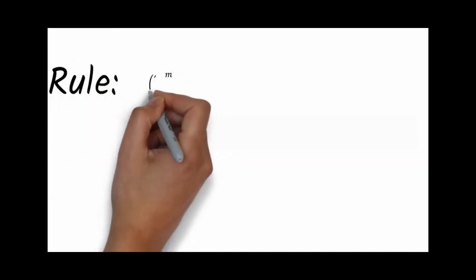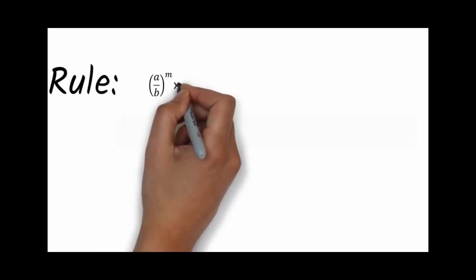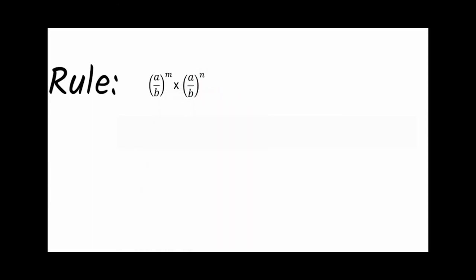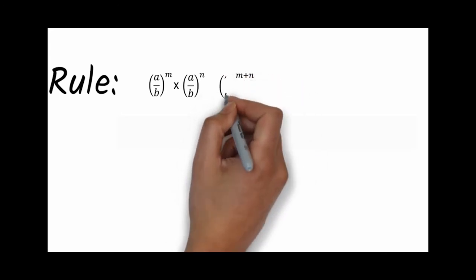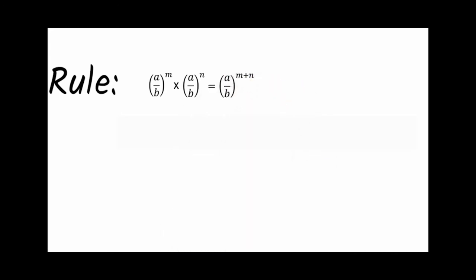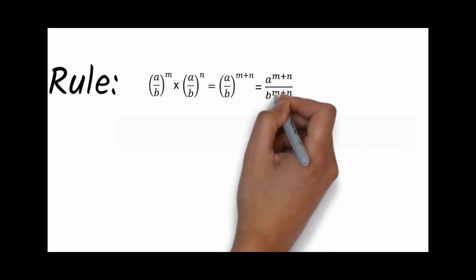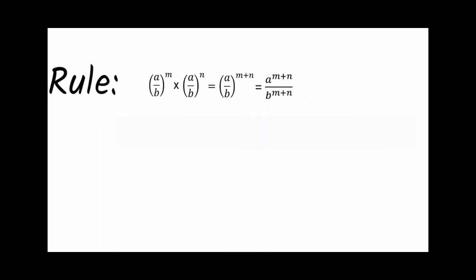In our second rule, if I have a fraction a over b raised to the m's power and multiplied by the same fraction raised to the nth power, then we can combine these two together, and the result is equal to this fraction, which is a over b raised to the power of m plus n. And if we look at the rule from our previous slide, that can be further evaluated into the numerator a raised to the power of m plus n over the denominator b raised to the power of m plus n.